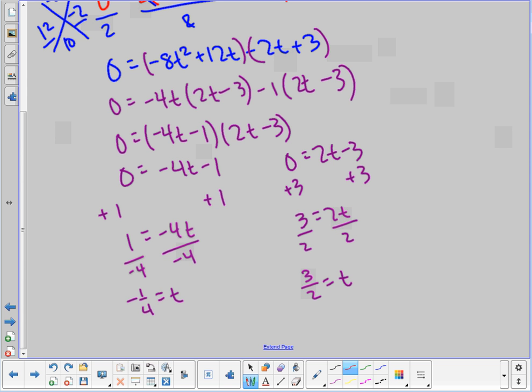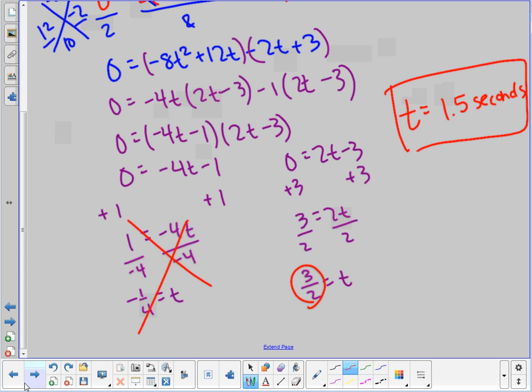In this case, we're talking about time in seconds. I cannot have a negative time. It's not possible. So this one over here is out. That means this is my solution. So I'm looking at t is equal to 1.5 seconds.